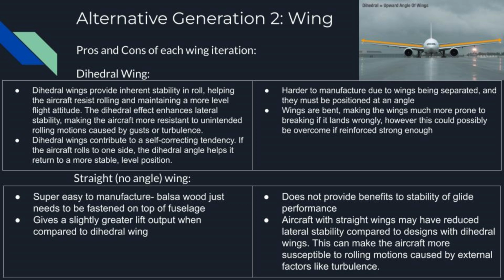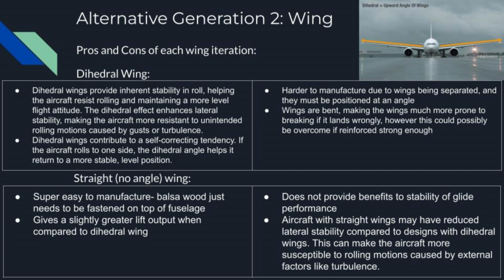Dihedral wings also contribute to a self-correcting tendency. If the aircraft rolls to one side, the dihedral angle helps it return to a more stable level position. However, some cons of that dihedral wing were that it was harder to manufacture due to the wings being separated, and they must be positioned at an angle. Wings are bent, making the wings much more prone to breaking if it lands wrongly. However, this could possibly be overcome if reinforced strong enough.